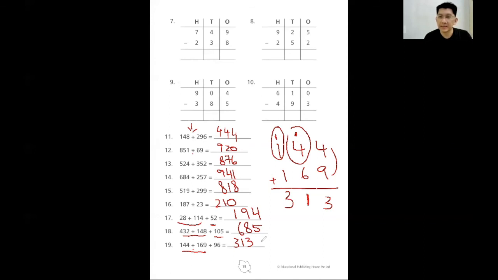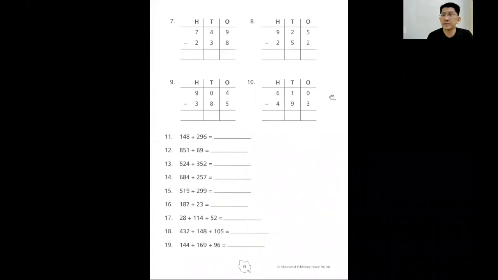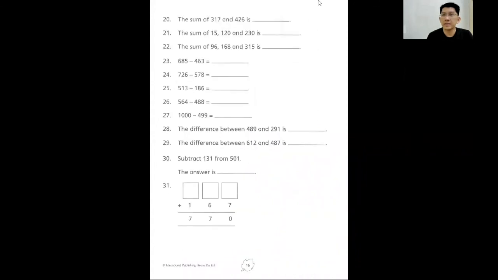Are we ready to move on to number 20, which is the last question that we are going to do today? Let's clear the screen and then we can move on. There you go. That's number 20.